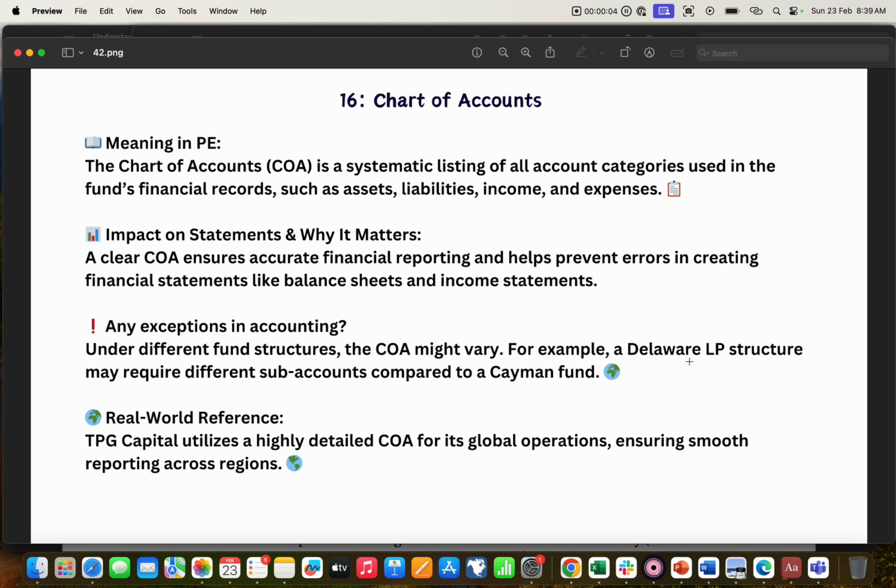So today we'll discuss the chart of account. Do you know what is chart of account in private equity? Welcome back to the channel, where we make private equity and finance simple.